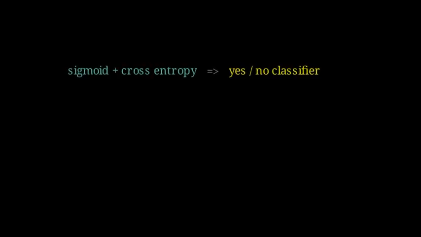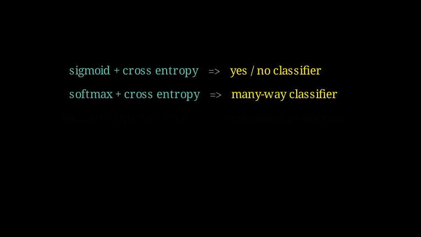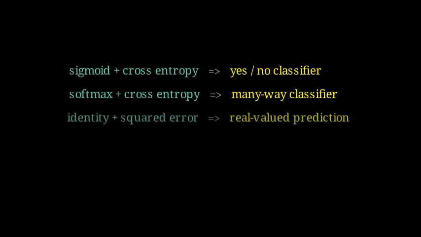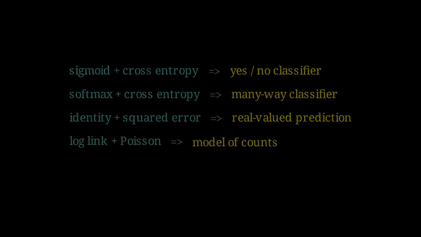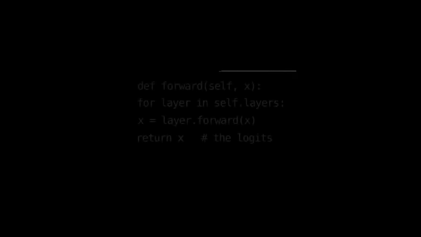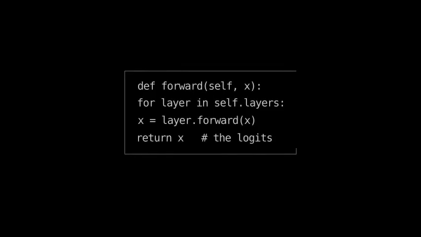And this is where one body becomes many models. Bolt a sigmoid and cross entropy onto the output, and it is a yes or no classifier. Bolt a softmax on instead, and it is a many-way classifier. Use the identity with squared error, and the very same output is now a real-valued prediction. Read it as a log rate with a Poisson likelihood, and it becomes a model of counts. 4 different tasks, 4 different meanings, and not one thing about the network body changed. In the code, forward just runs the layers in order and returns the logits. The loss is what interprets them.